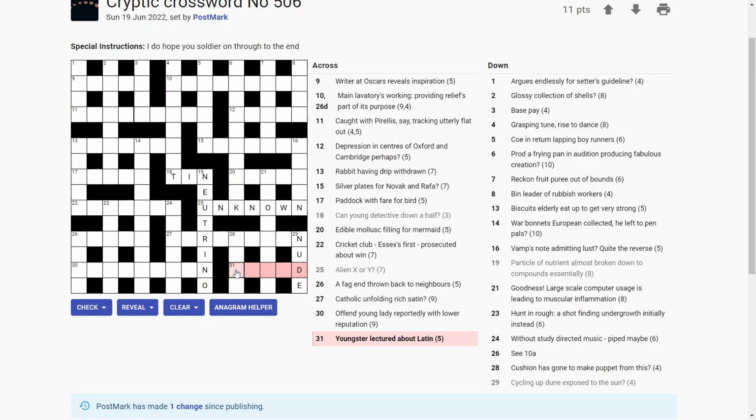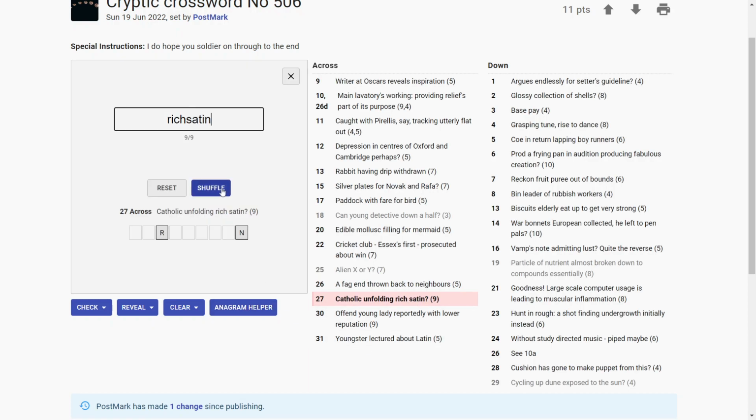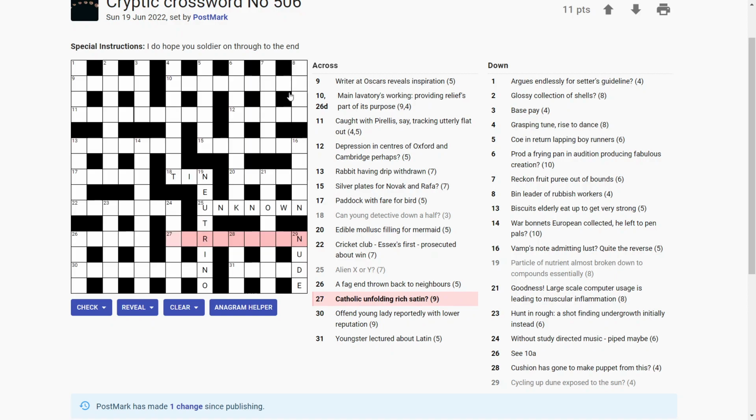Youngster lectured about Latin. Told. Lectured. Lectured. No. Catholic. Unfolding rich satin. Oh, that looks like an anagram of rich satin. Christian, I suppose.